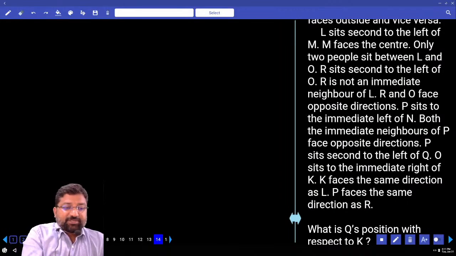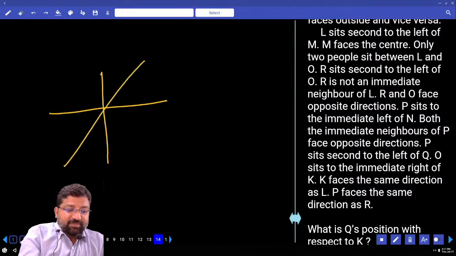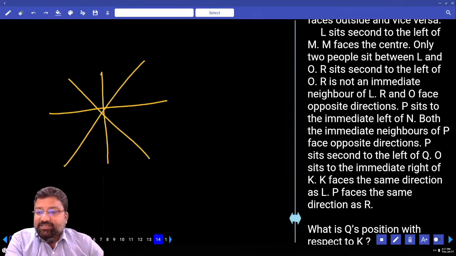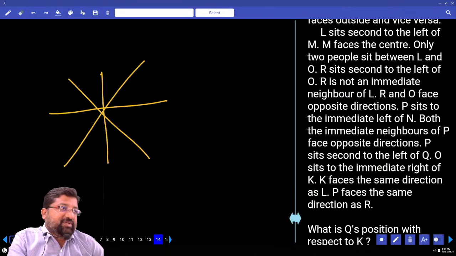We'll go only with one possibility. How many persons according to the question? 8 persons. And I told you many number of times, we'll always start with the clue whose direction is known to us. But luckily, the first line itself, you know the direction of one person.